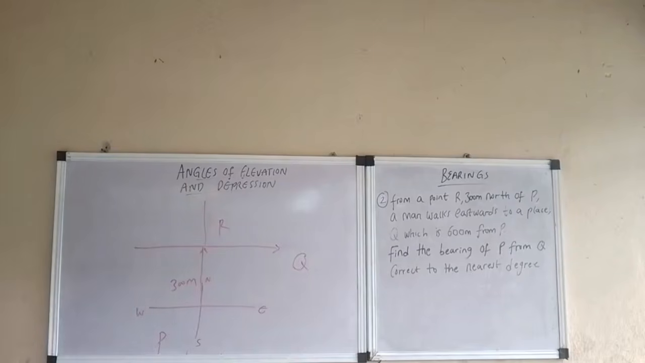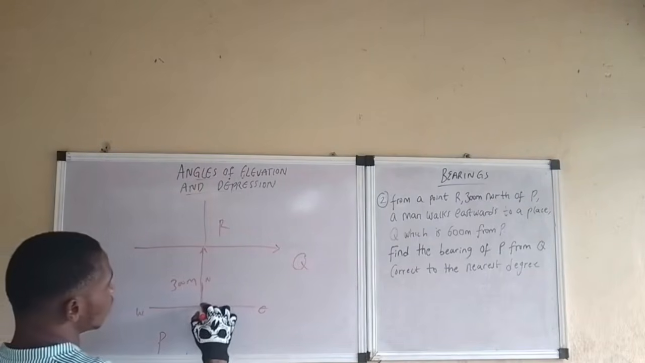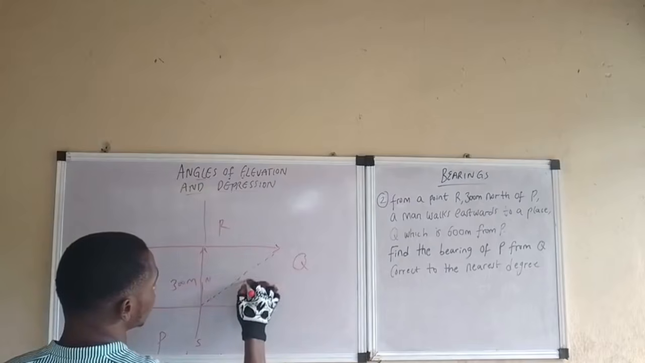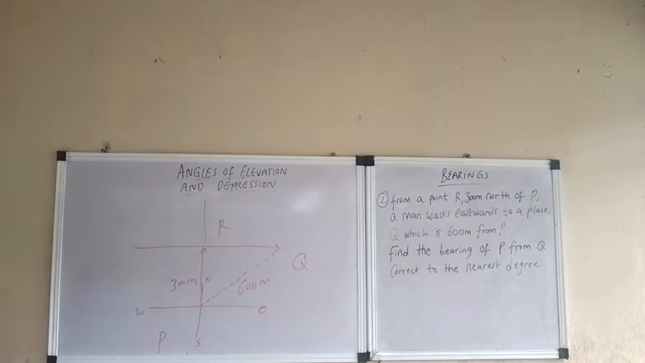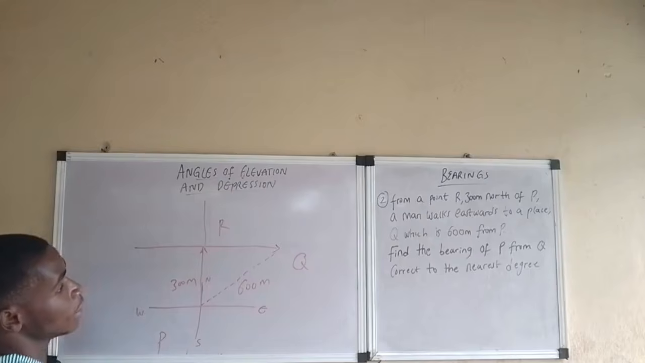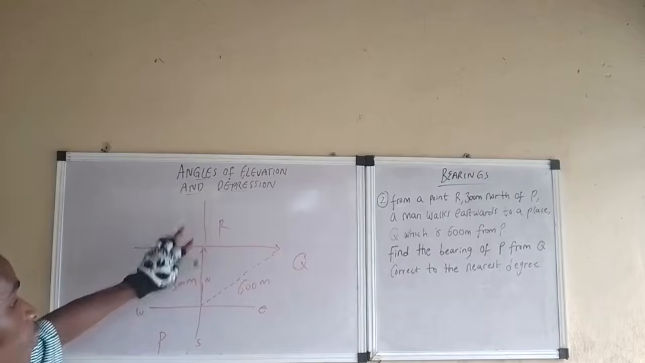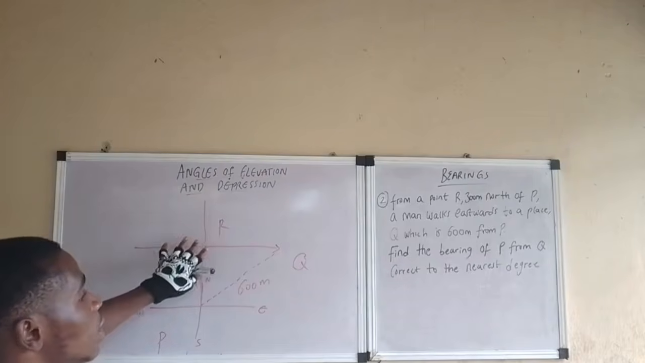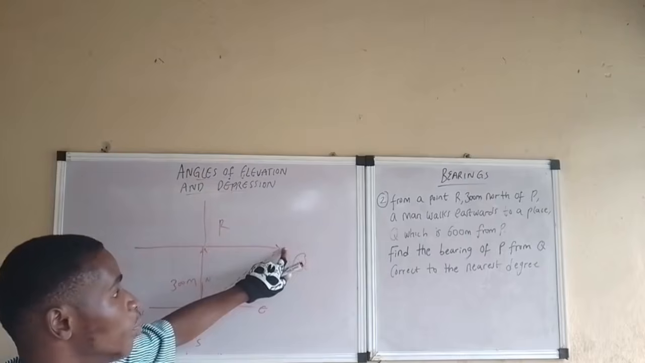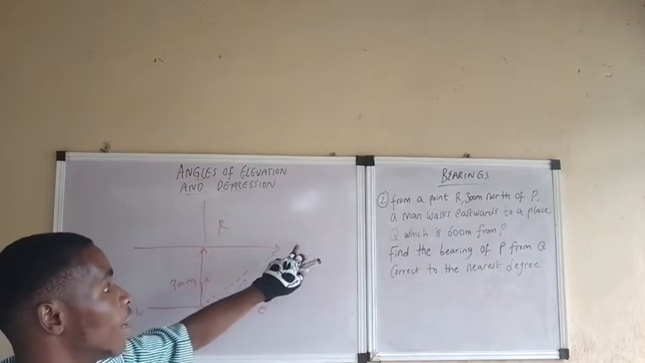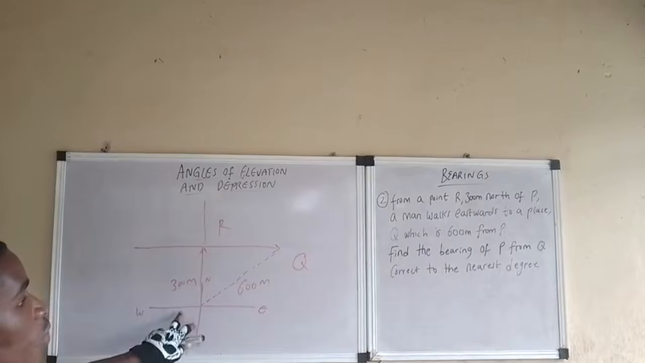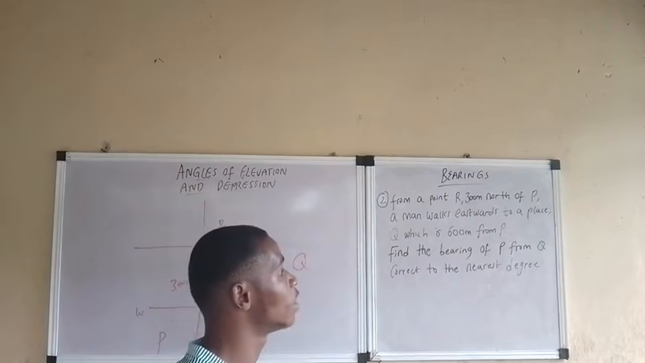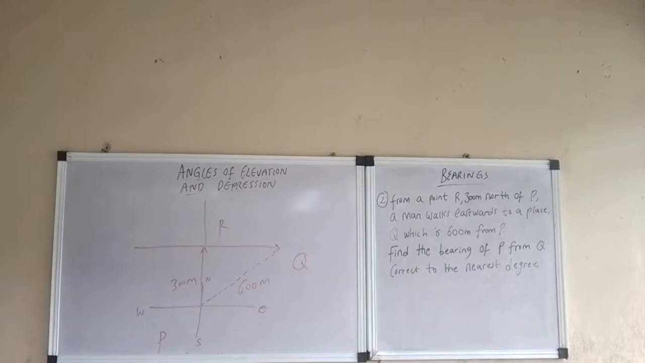And that place Q that this man has walked to is 600 meters from point P. So this is point P, and the distance to this point is 600 meters. Do you understand? We already have a point R, which is 300 meters northward from point P. And we have a man at point R that has walked to a position Q, eastward of R. And that position Q is 600 meters from point P. We have to find the bearing of P from Q, correct to the nearest degree.